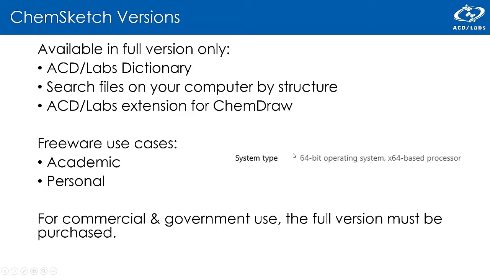So if you want to know what system type you have, maybe you're curious, you have to go to your About My Computer from the Windows Start menu, and then under the options where it says device specifications, there'll be system type, and it should say 64-bit. So that's how you can figure that out. So that's it for the ChemSketch versions.